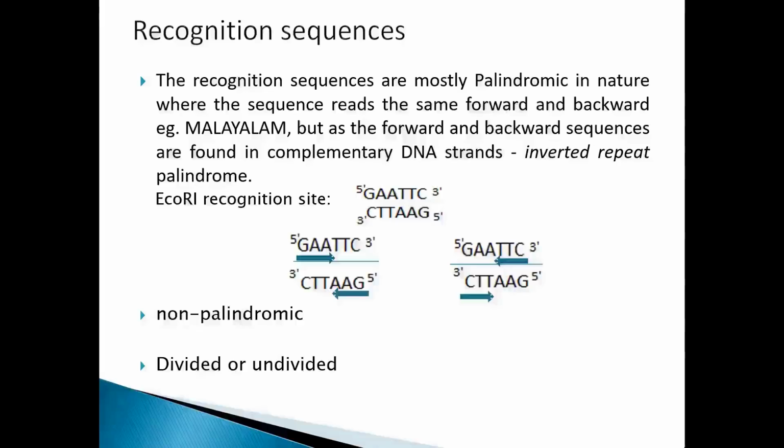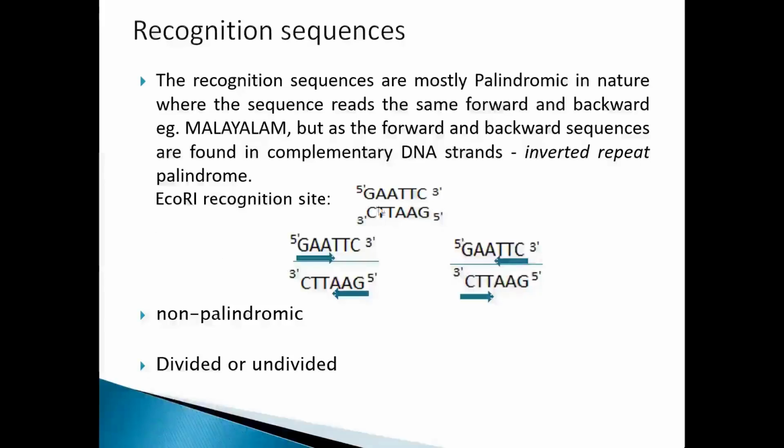Let's now see about the recognition sequence. Most of the recognition sequences are palindromic in nature. Palindromic is when the sequence reads the same both forward and backward. But in DNA, the forward and the backward sequence are found in complementary DNA strands. Hence, they are called as inverted repeat palindrome.